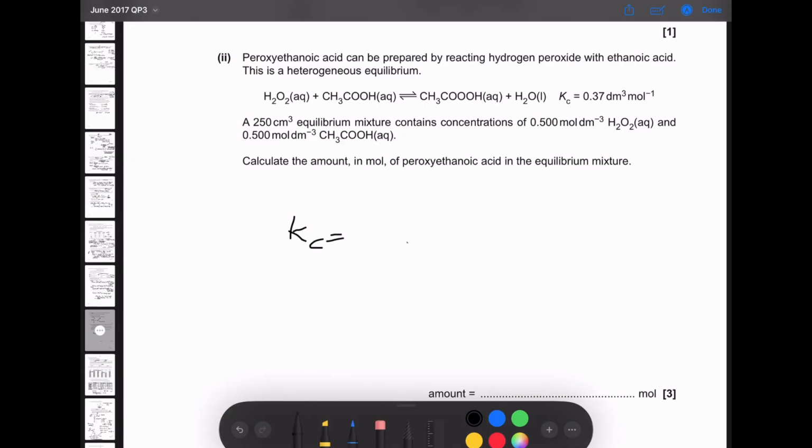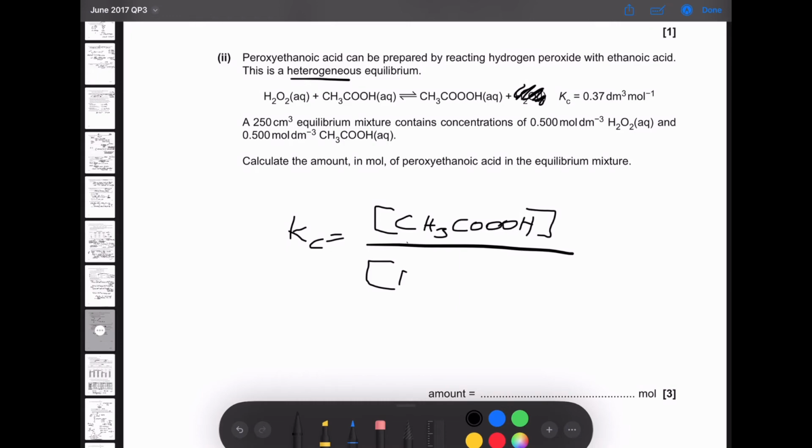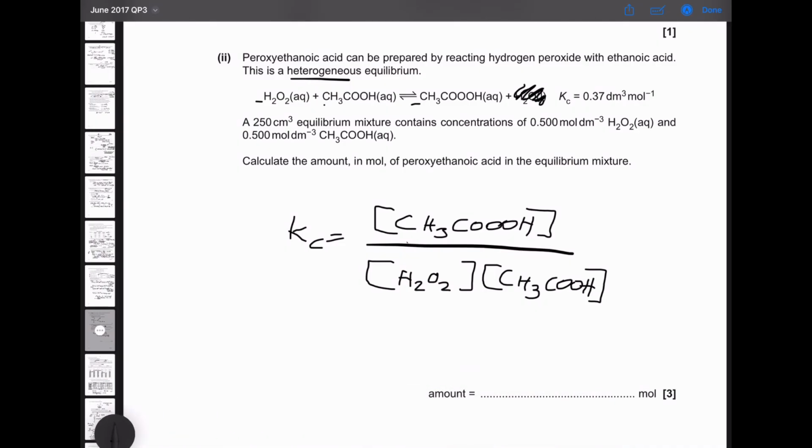Now, notice it says heterogeneous. That means we're going to have to get rid of that water, because the concentration of water would be so high that it would absolutely ruin our calculation. So our concentration of products, which is CH3COOOH, over concentration of reactants, so H2O2, multiplied by CH3COOH, and these are all raised to their stoichiometric values, which is just 1, 1, 1, and 1.